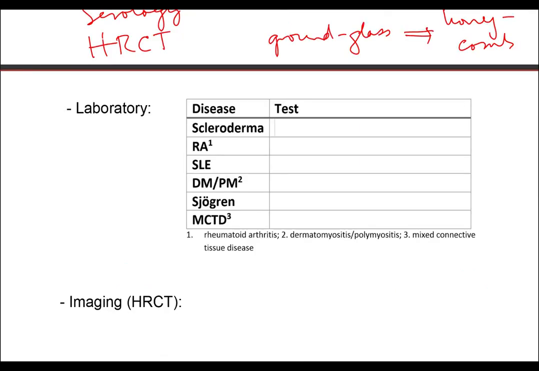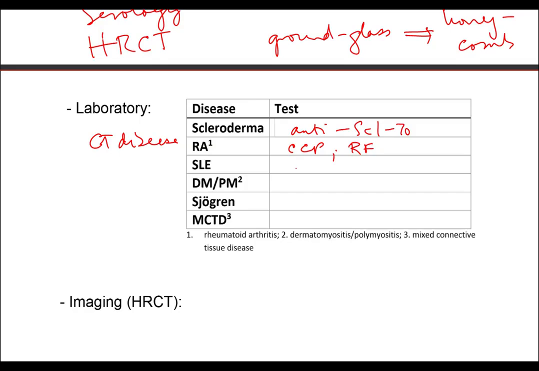So let's just pause for a sec here and talk about what the lab tests would be, because what we have here is a listing of all the connective tissue diseases that you need to have in medical school, and then what the serologic test that's the cornerstone of its diagnosis. So go scleroderma, that's going to be anti-SCL70. Rheumatoid arthritis is going to have two. It's going to have anti-CCP, that's the one everyone uses most specifically, but you'll also see rheumatoid factor is still included, mostly for historical purposes.